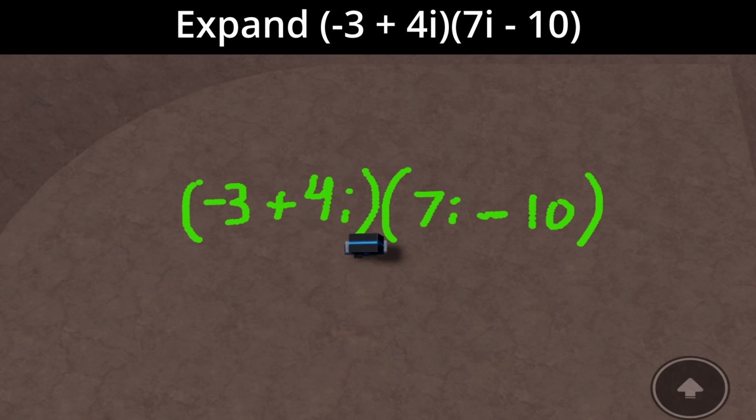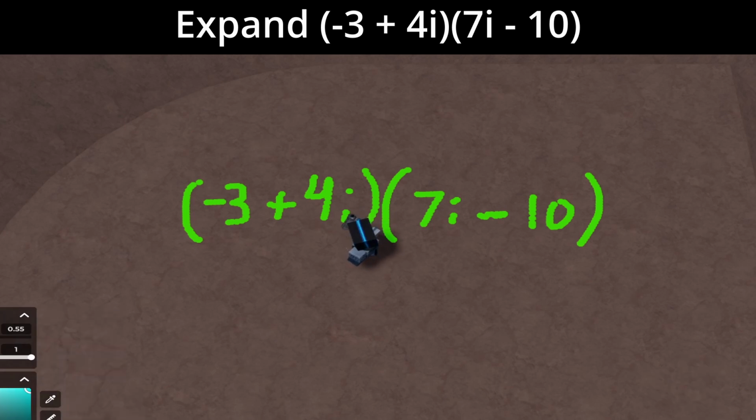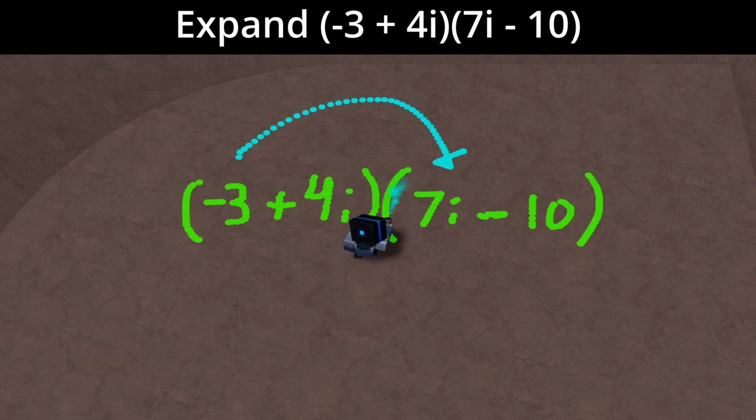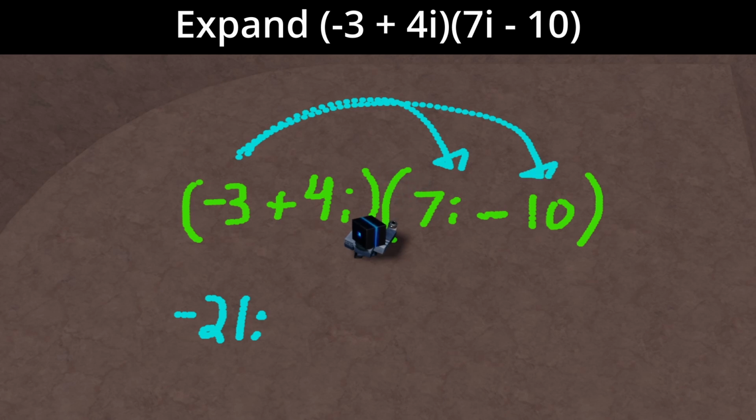In this problem, we have minus 3 plus 4i times 7i minus 10. To multiply this, I'm first going to multiply minus 3 and 7i. Minus 3 times 7i is negative 21i. Next, let's do minus 3 times minus 10. Minus 3 times minus 10, those negatives cancel and we're left with positive 30.